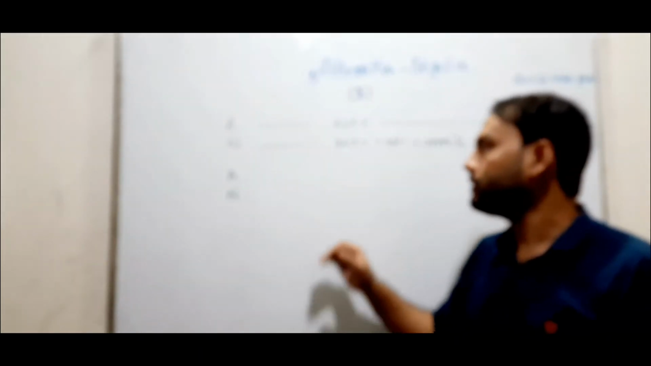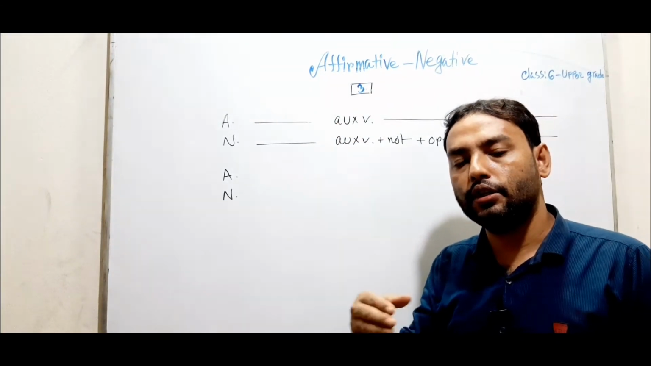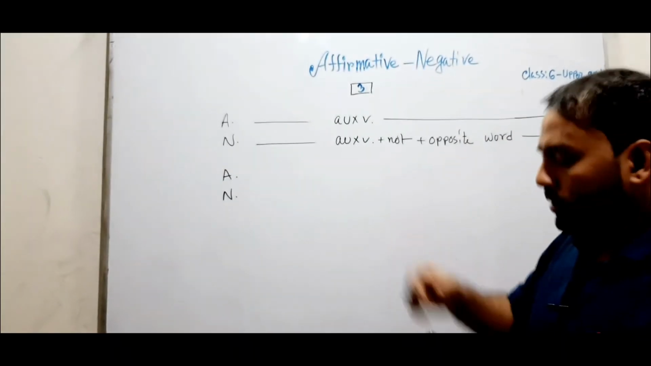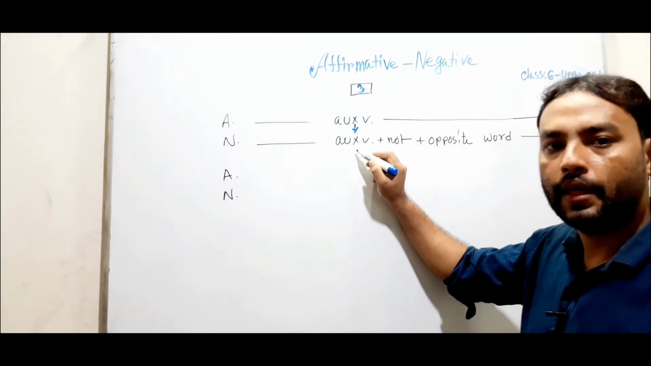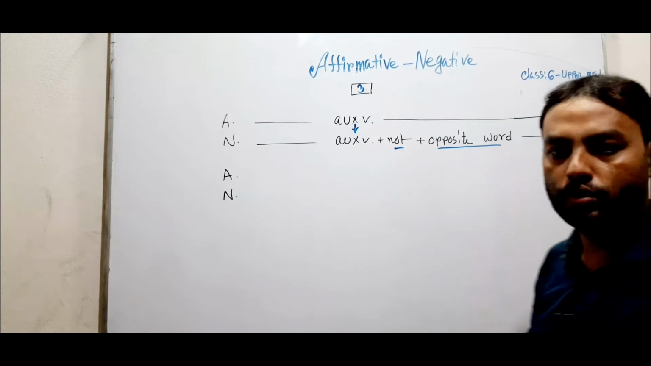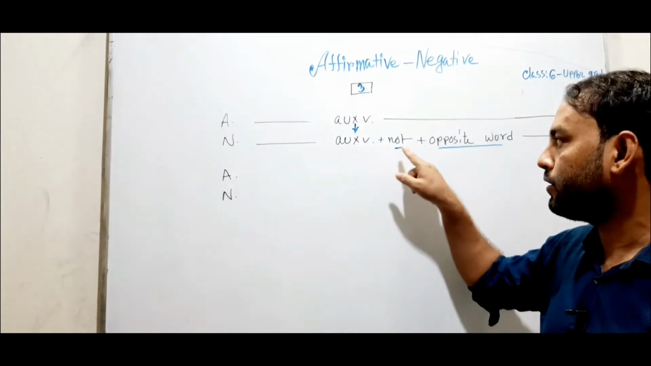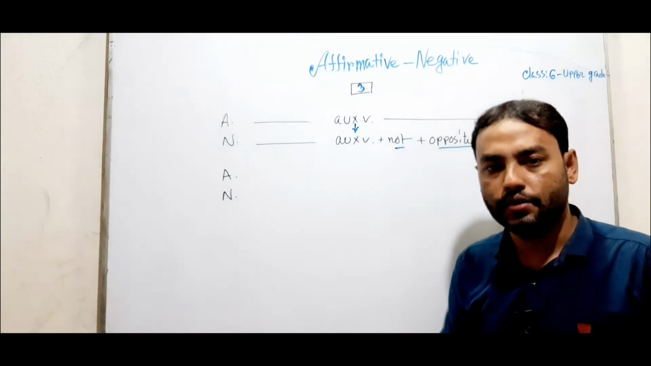In an affirmative sentence, you will find an auxiliary verb. The same auxiliary verb will be written here. And then you need to write not, and then you will have to write the opposite word. I repeat it again. In an affirmative sentence, you will find an auxiliary verb. The same auxiliary verb will be here, and then not, and then the opposite word, and the rest of the sentence.